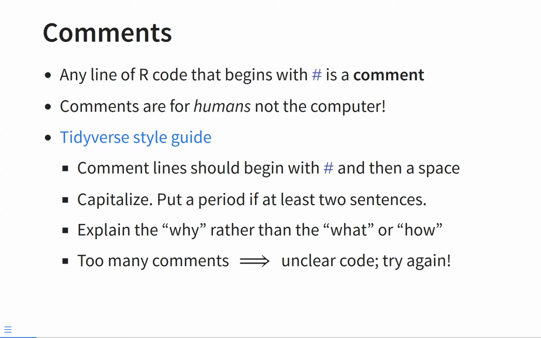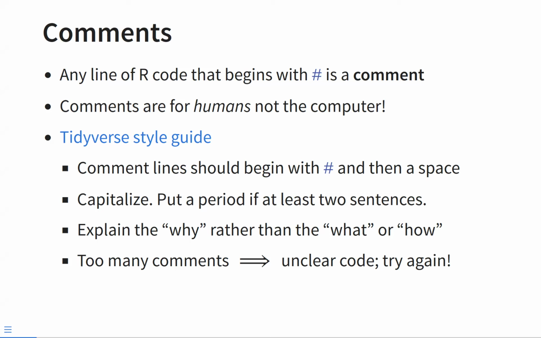Any line of R code that begins with this hashtag is a comment. I'm never sure if it's a hashtag or a sharp sign from music, but one or the other. Comments are not for the computer, they're for humans. They're things that we insert into the code to try to make it easy for others to understand. Again, drawing from the Tidyverse style guide, comments should always begin with this hashtag and then be followed by a space before you start actually typing out the comment itself.